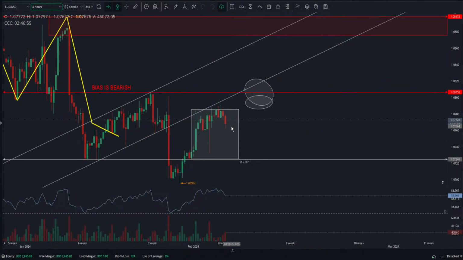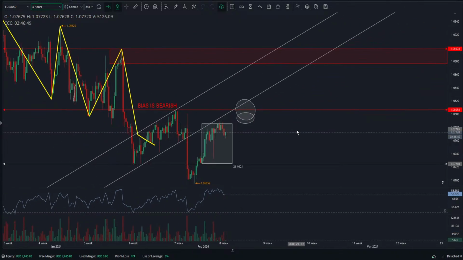But because of some reason, if the price continues to get bought and 1.0805 is broken, then I will start looking for the higher targets around 1.0897 or something.